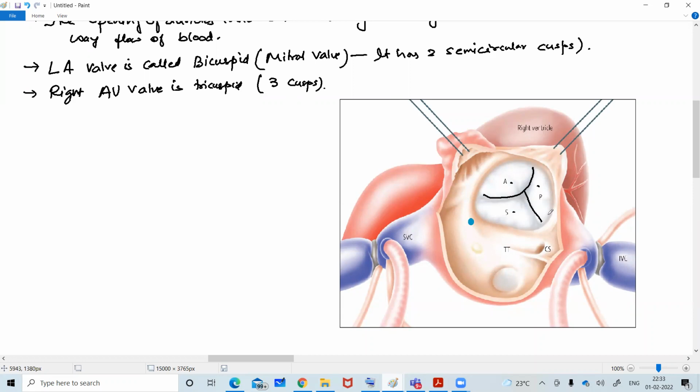So we'll stop here, and we'll discuss the structure of the heart further. There are 4 or 5 points still to cover. We'll discuss them in the next lesson. Fine.